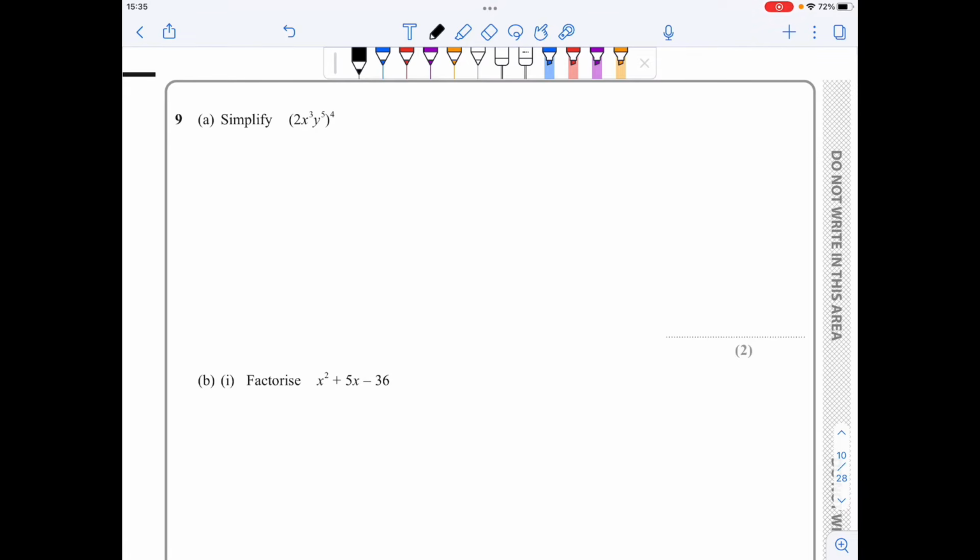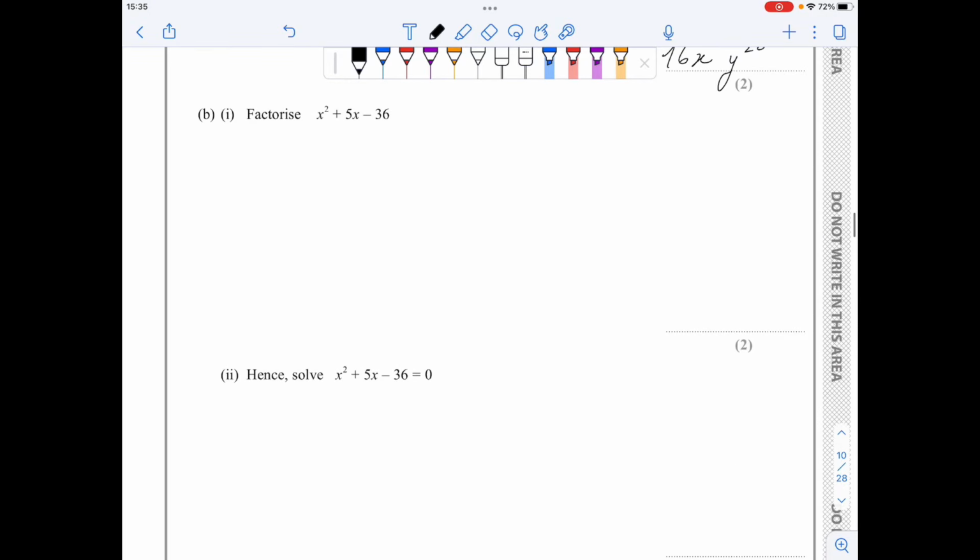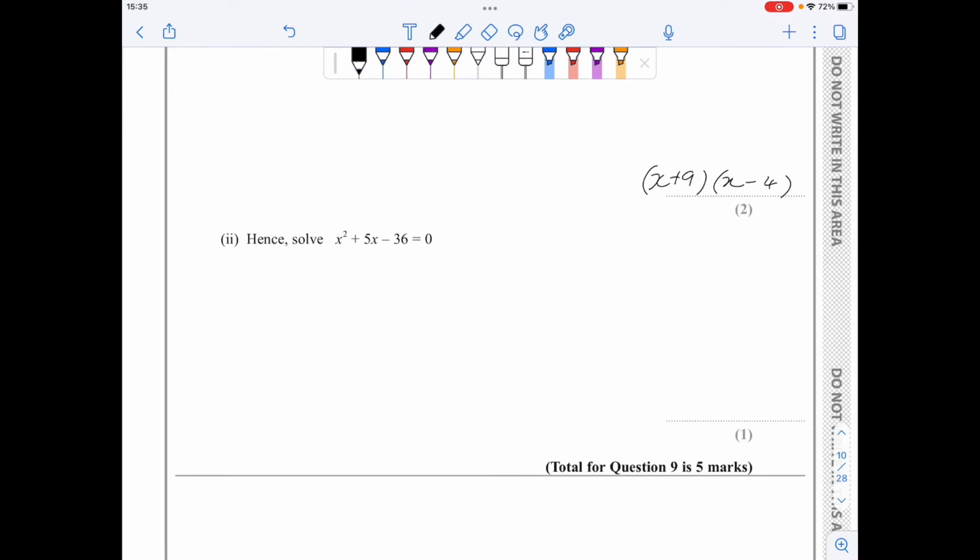For part A of question 9, the power of 4 applies to all terms. So I have 2 to the power of 4 times x cubed to the power of 4 times y to the 5 to the power of 4. And this will give me 16 x to the power of 12, y to the power of 20. In part B(i), the two factors are x plus 9 and x minus 4. Hence, in part B(ii), the two solutions are x equals minus 9 or x equals 4.